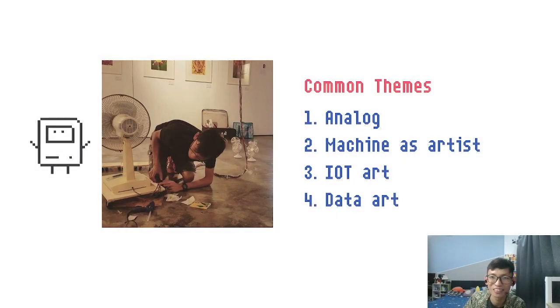There are many common themes in using technology within the arts. Four of my favorites, or what I pick up, are the analog kind, machine as the artist, the Internet of Things art, which is also known as network art, and data art, which relies on data. Let's look at some examples.